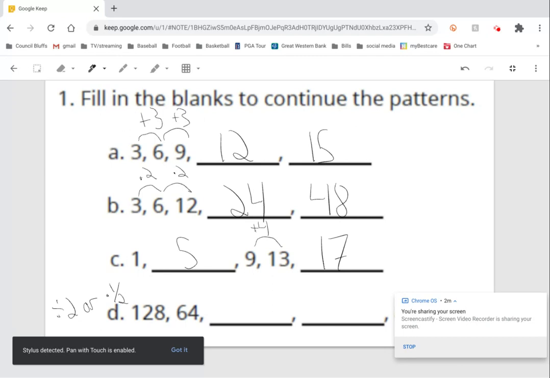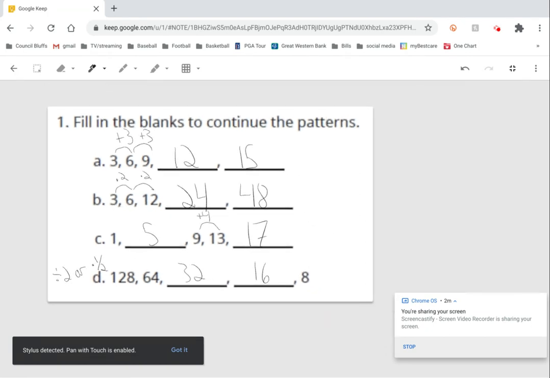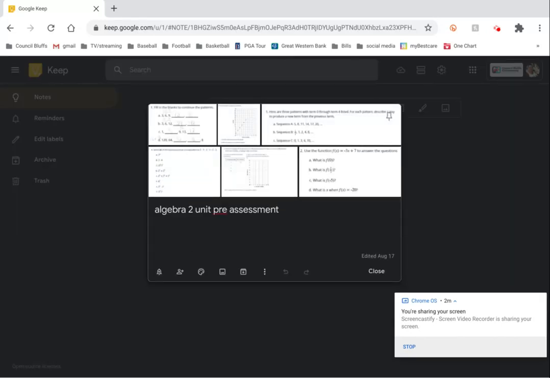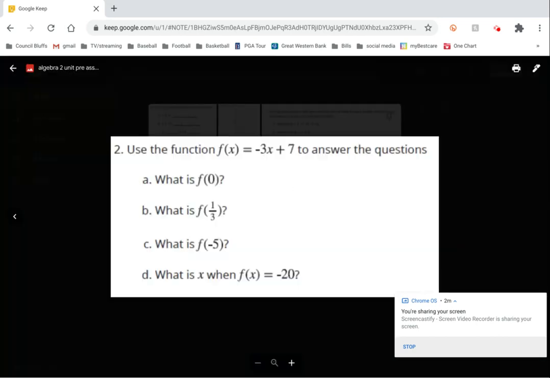Half of 64 is 32. Half of 32 is 16. And then half of 16 is 8. All right, and that is it for number 1. Okay, let's look at number 2.